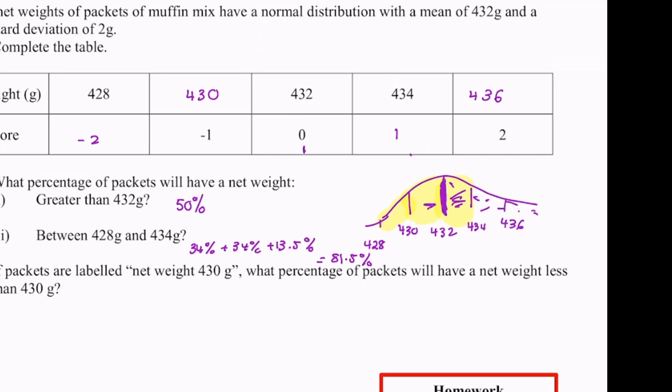Part C says, if the packets are labelled net weight 430, what percentage of packets will have a net weight less than 430? Well, looking at that 430, looking at that less than 430, I'm wanting this part here and this part down here. So what I have is I have that 13.5% and my 2.35% and my 0.15%. So all up, I have 16%.